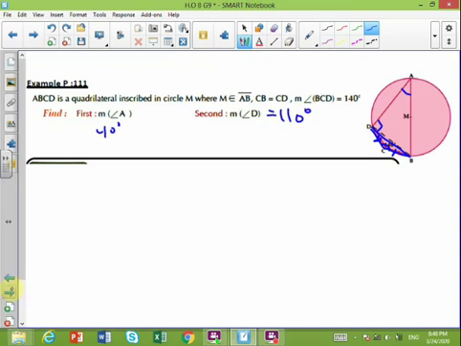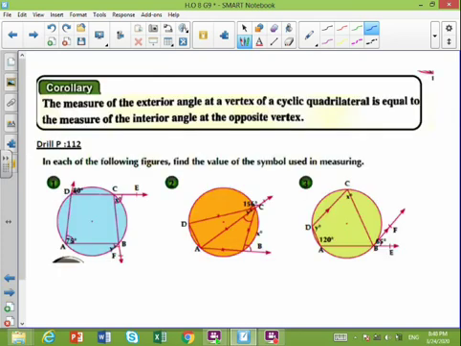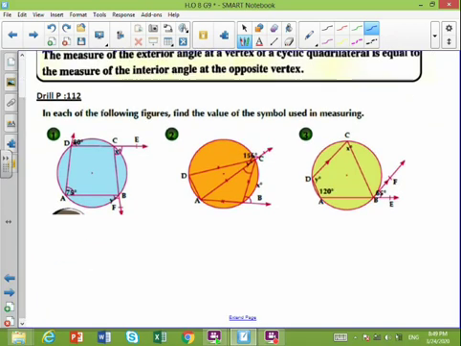Okay, so the theorem says that in a cyclic quadrilateral each two opposite angles are supplementary. What is the corollary? I have a corollary here. The measure of the exterior angle at a vertex of a cyclic quadrilateral is equal to the measure of the interior angle at the opposite vertex. This means that if I have here a circle and I have a quadrilateral inside it, which is a cyclic quadrilateral, inside the circle, I draw it like this, for example, and I name it ABCD.